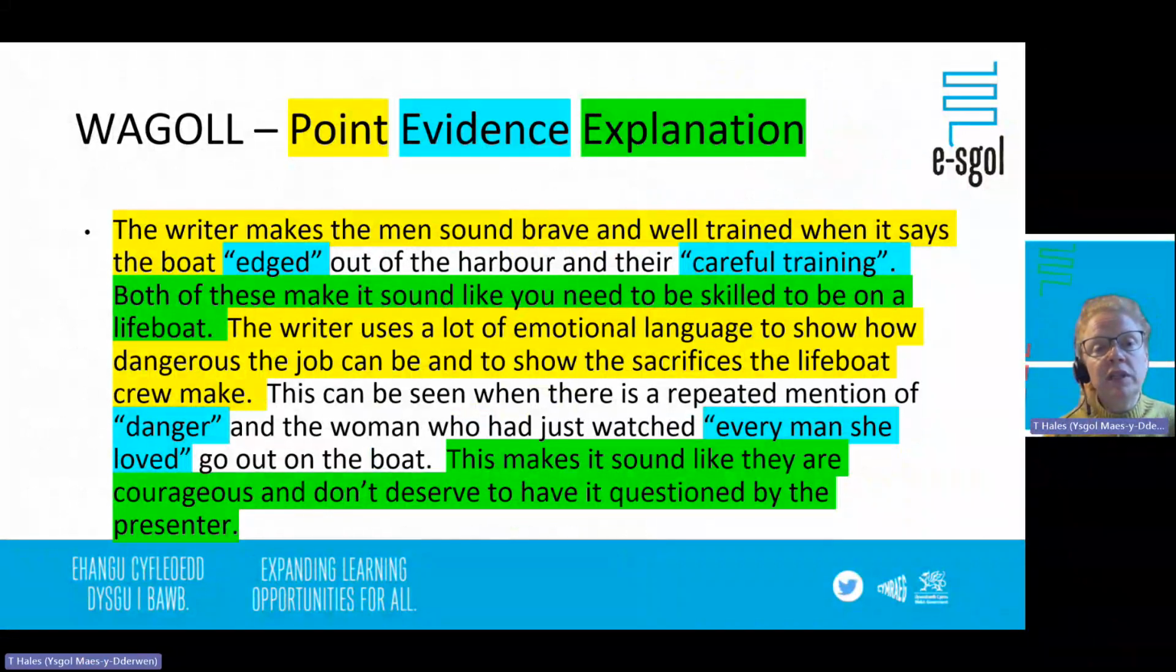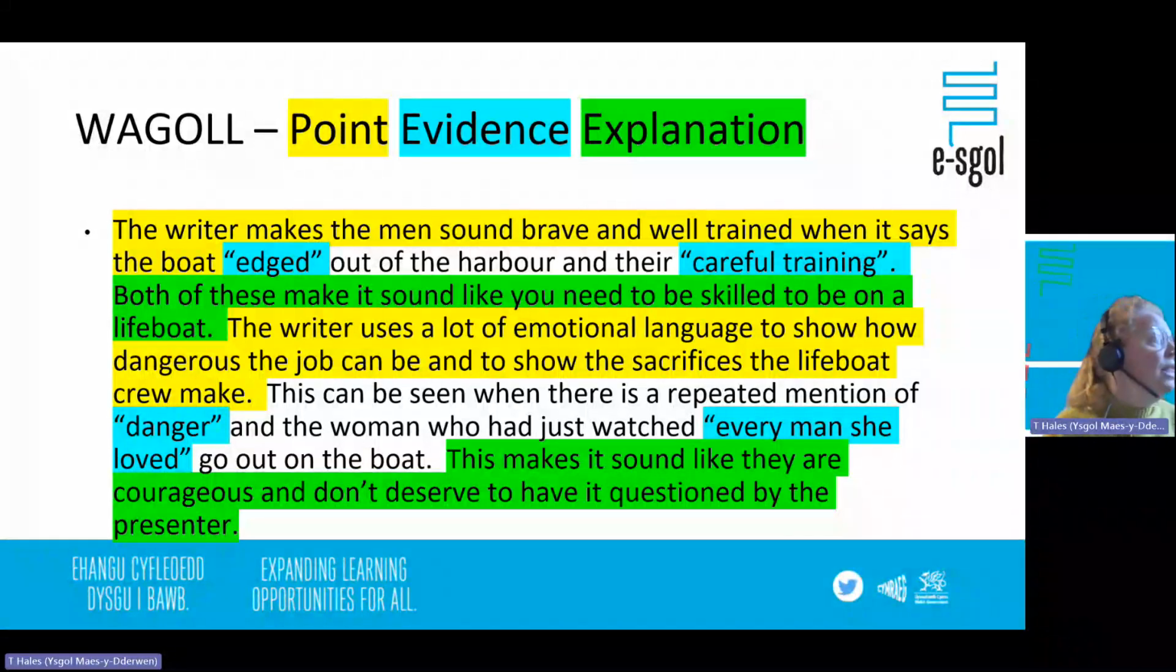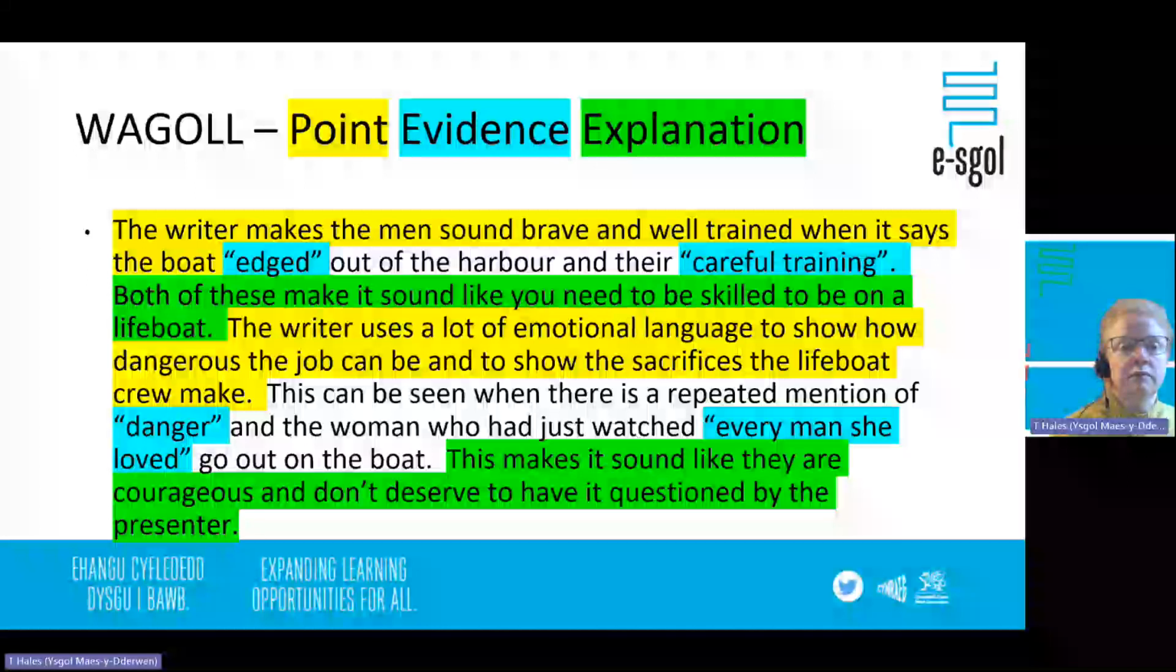Okay, so you're going to have to use point, evidence, explanation. So here's another example of a good one. Starting with my point: the writer makes the men sound brave and well trained. So that's my point about them. Then I need to give my evidence. So I've used the word edged and I've used the words careful training. Then I've given my explanation. So the highlighted green bit is the explanation, the reason why I chose those.